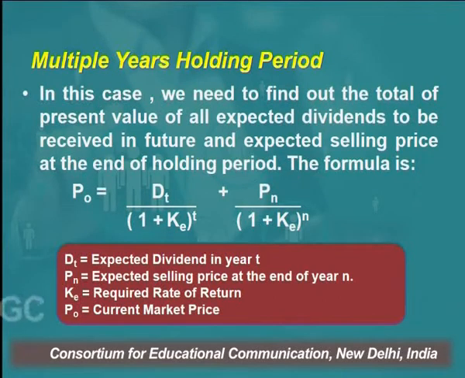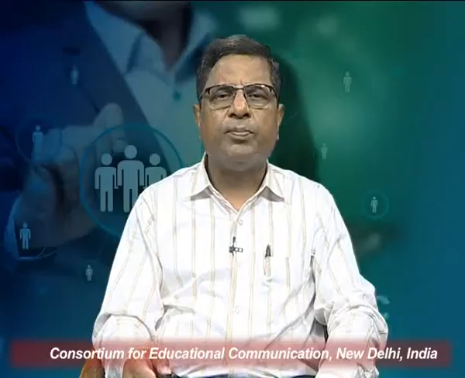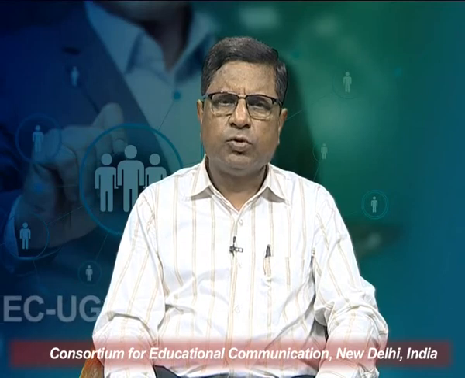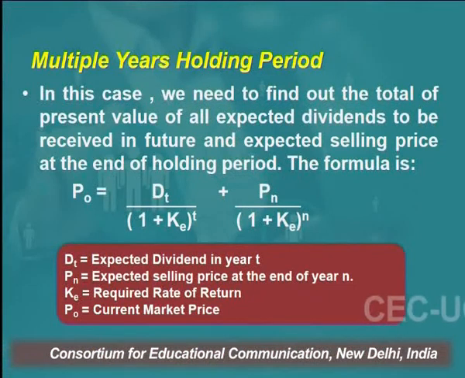So Dt divided by (1 plus Ke) raised to the power t, plus Pn divided by (1 plus Ke) raised to the power n. If I am holding the share for 5 years, what is the price I am expecting at the end of the 5 years? That will be Pn. Cost of equity, I have already said, is the required rate of return. N in my example is 5 years, if I am presuming that I will be holding the share for 5 years. So the current price, P0, is equal to the sum of Dt, dividend in the t periods, divided by (1 plus Ke) raised to the power t, plus Pn divided by (1 plus Ke) raised to the power n.